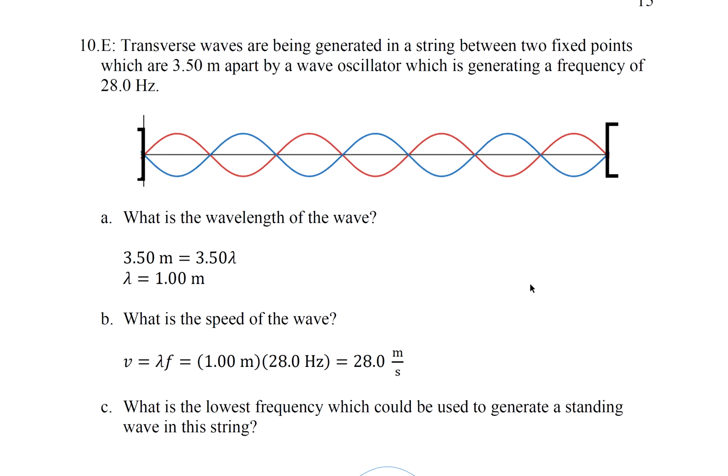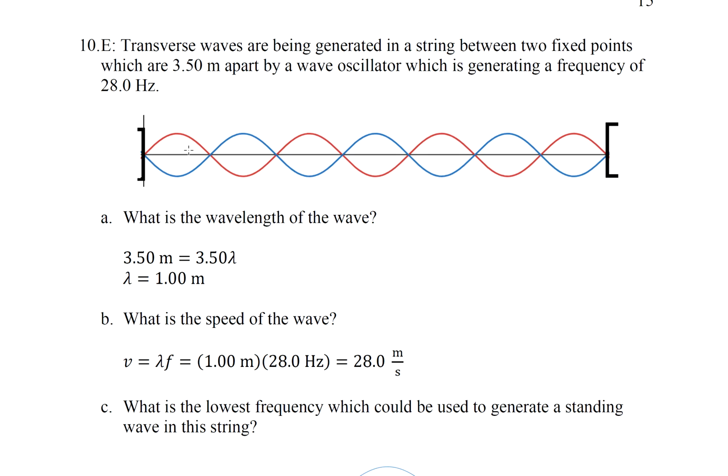Question 10. Transverse waves are being generated in a string between two fixed points, which are 3.5 meters apart by a wave oscillator which is generating a frequency of 28 Hertz. Part A, what is the wavelength of the wave? Sorry, the length of this is 3.5 meters because it was given to us.